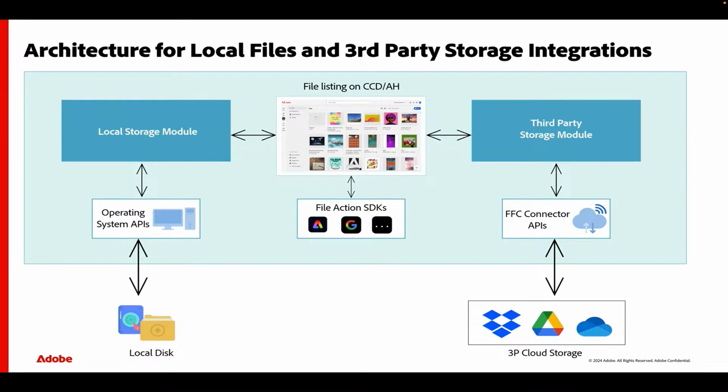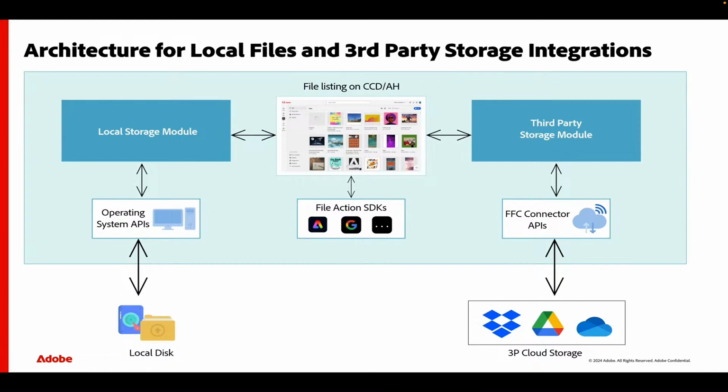This is the high-level architecture for local files. In the center, we have the listing view on CCD and Adobe Home. There are two main modules: the local storage module, which makes use of operating system APIs to list files present on local disk. Similarly, the third-party storage module makes use of FFC connector APIs to list files present on third-party cloud storage like Google Drive and Dropbox. In the center, we have file action SDKs such as Express, which provides quick action capabilities on the file listing.